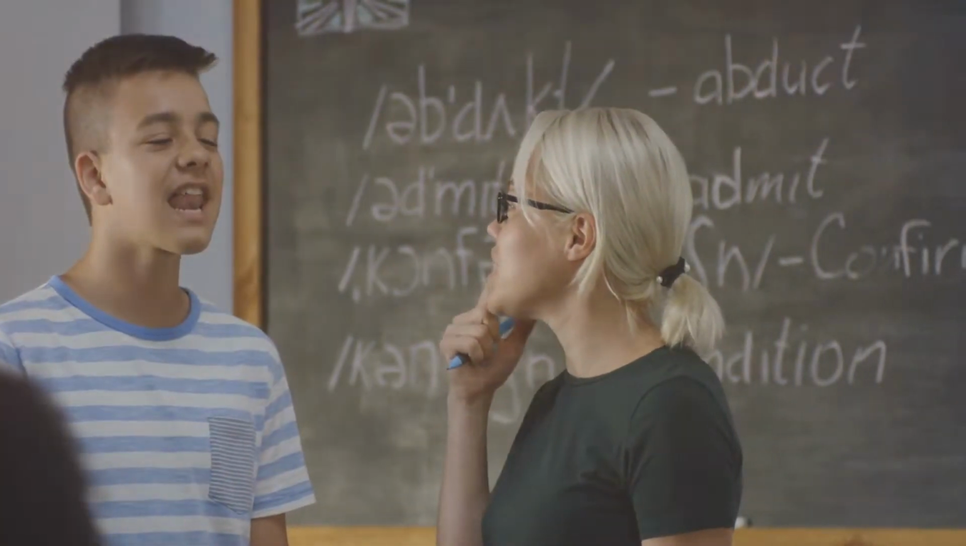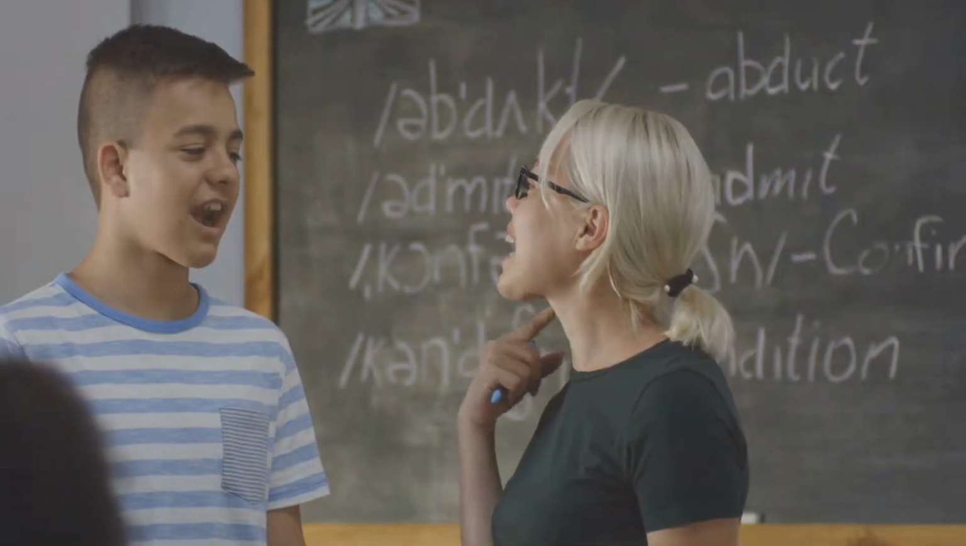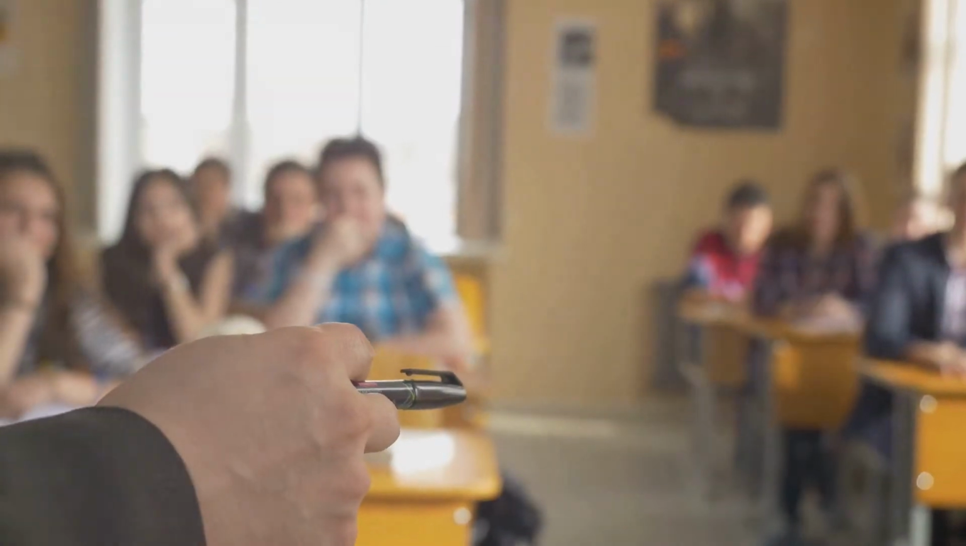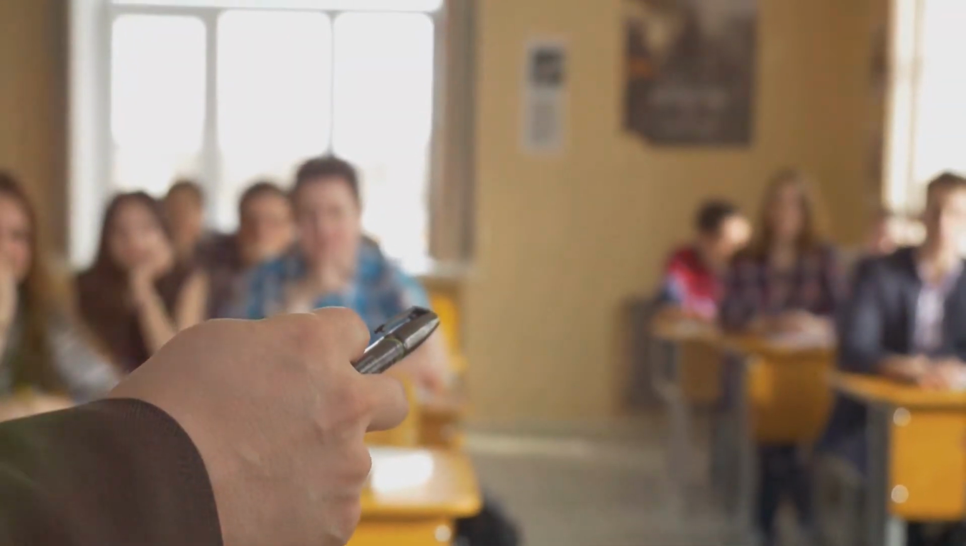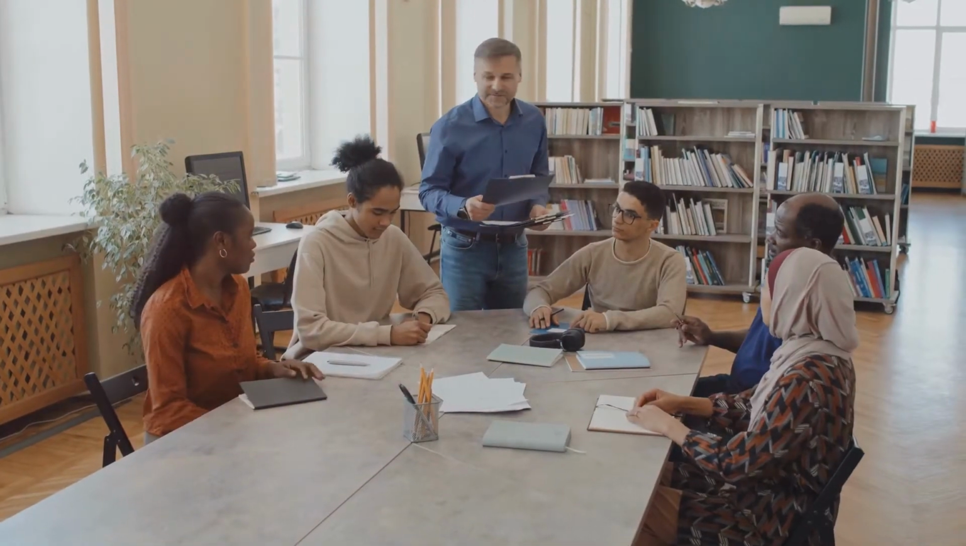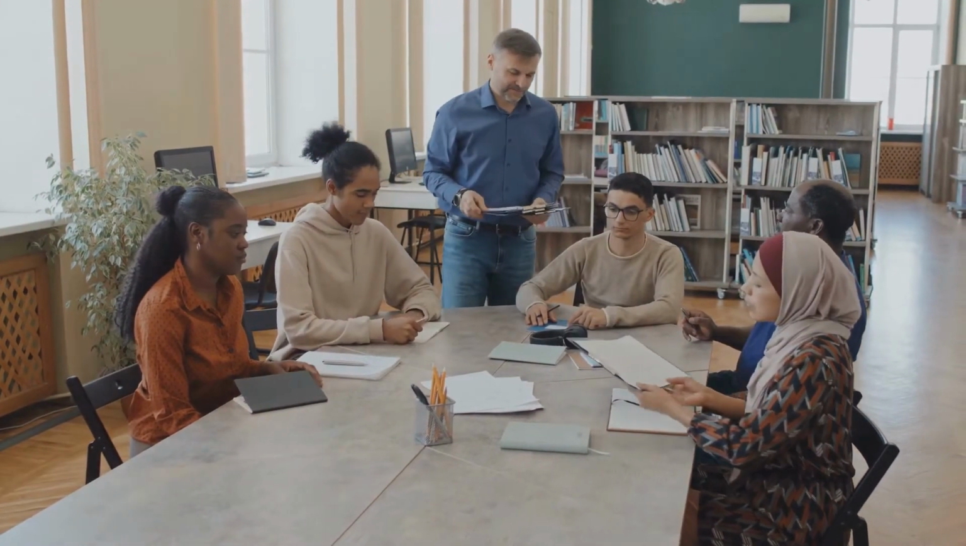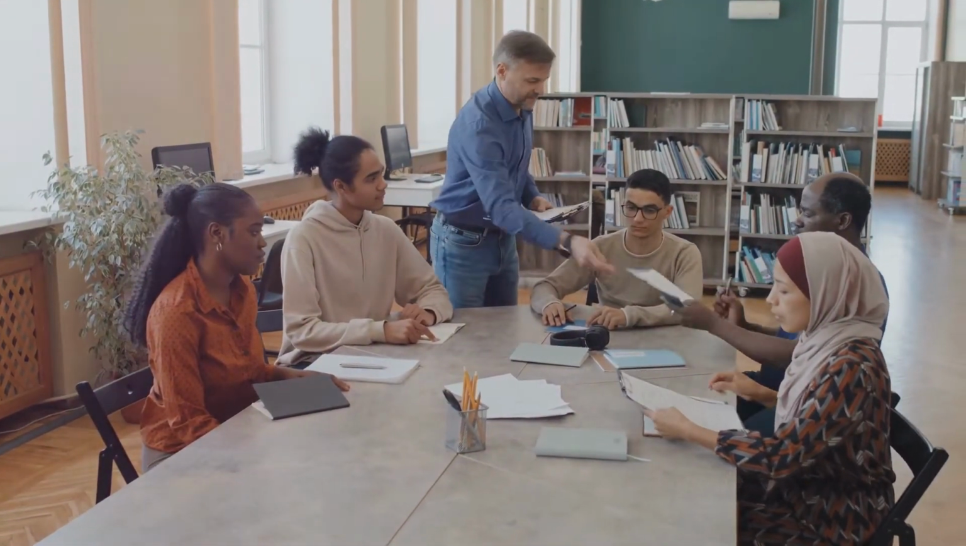Then we have the definite article. We use the when we're talking about a specific thing that both the speaker and listener know about. For example, if you say, I saw the movie last night, you're indicating a specific movie that you and the listener both know about.